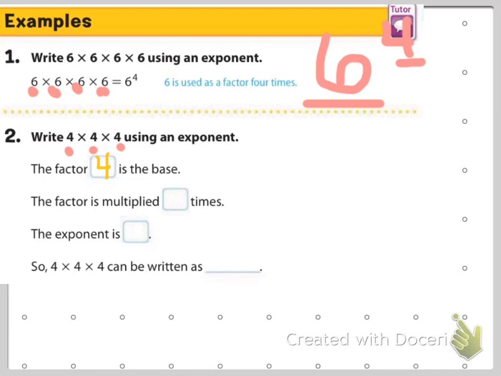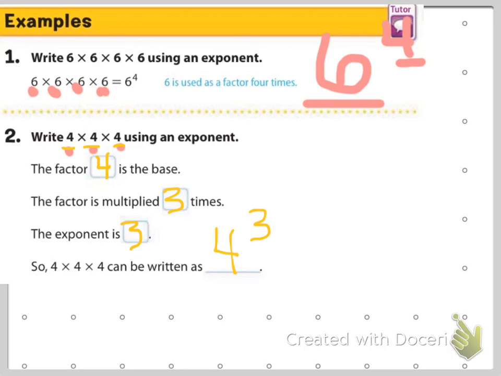Okay, sorry about that. So the factor is multiplied blank times. So now we're just counting how many times it appears. 1, 2, 3 times. And so the exponent is 3. So our base is 4, and our exponent is 3. So 4 to the 3rd power.